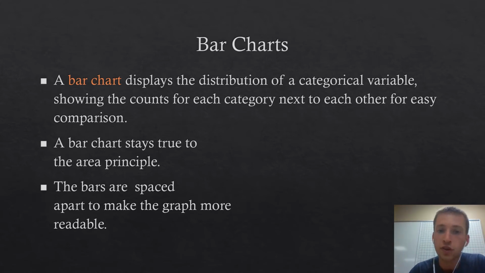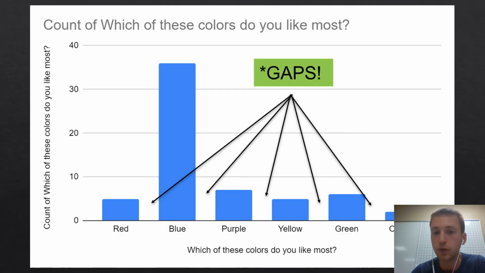So a bar chart displays the distribution of a categorical variable, showing the counts for each category next to each other for easy comparison. The bar chart stays true to the area principle, and the bars are spaced apart to make the graph more readable. So here we see an example of a bar chart. And again, I'm using last year's AP Stats students data. Here we wanted to know which of these colors do you like the most?